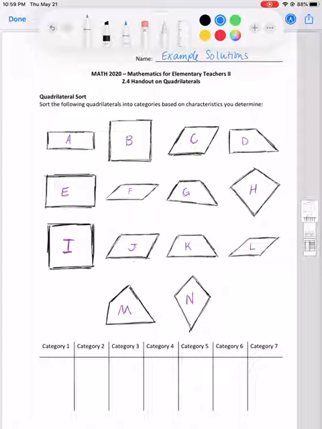So here's an array of four different four-sided figures, and we're going to do a sort, just like we do with the triangles. We need to think of categories based off of characteristics that we determine. Okay, so go ahead and pause the video for a little bit and investigate the sample quadrilaterals. Look at characteristics they have in common with each other, and write down your categories and the characteristics, and then put the letter of the quadrilateral in that category. Go ahead and pause the video now.